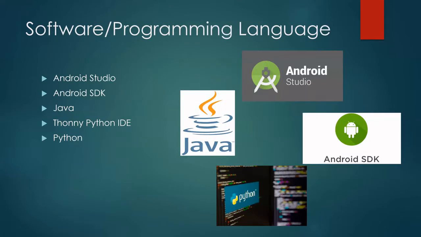So here are the software and programming languages that were used to develop this system. Android Studio was used as the IDE to develop the Android application. The Android SDK contains tools and libraries to develop Android applications. Java was used as the programming language to develop the Android application. Python IDE was used to write Python code on the Raspberry Pi. Python was used as the programming language to code the Raspberry Pi.